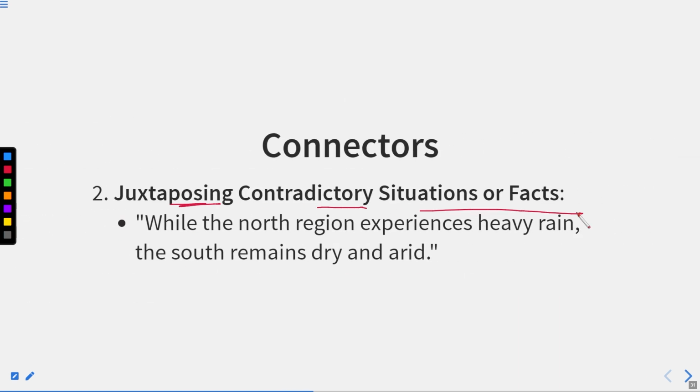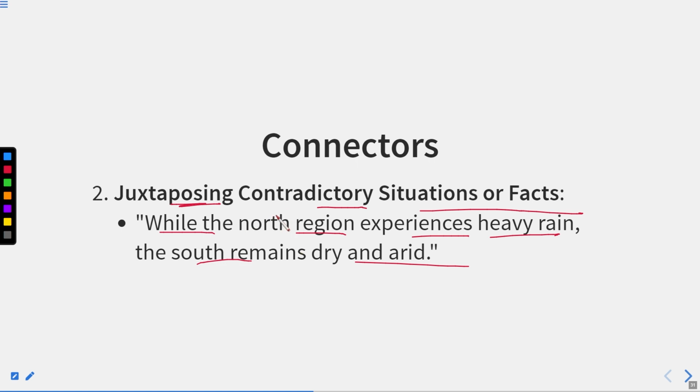Juxtaposing contradictory situations or text. Juxtaposing means to write two contradictory things in a single line or side by side. Juxtaposition means when we write something side by side. So that is known as juxtaposition. Here, while the north region experiences heavy rain, the south remains dry and arid.